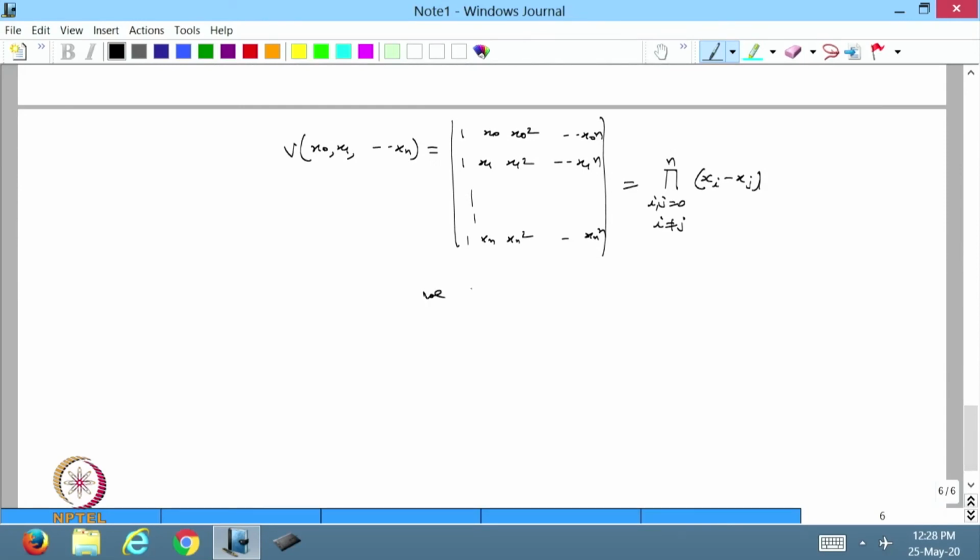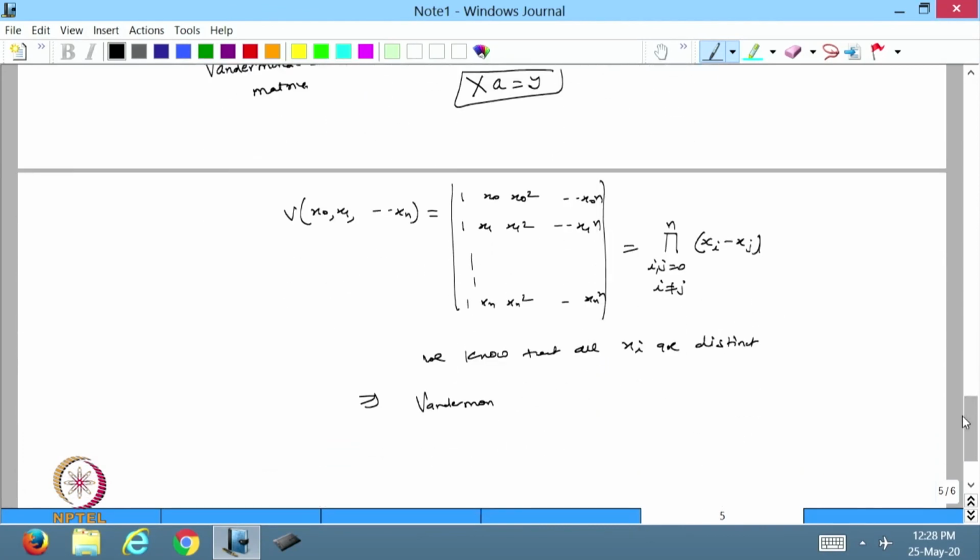We also know that all xi are distinct, which implies that the Vandermonde matrix is non-singular. But if these values of xi and xj are very close to each other, in that case this matrix is nearly singular, and the condition number will be very high.